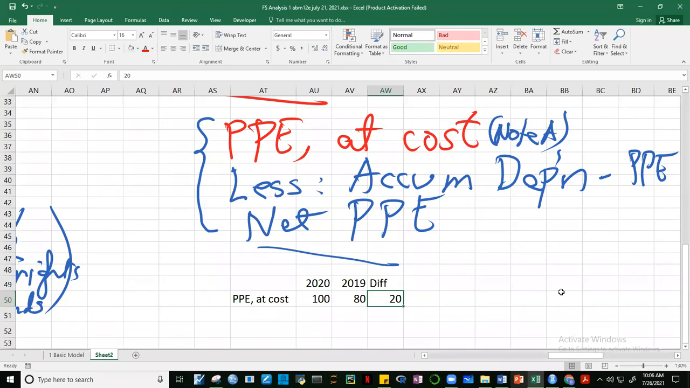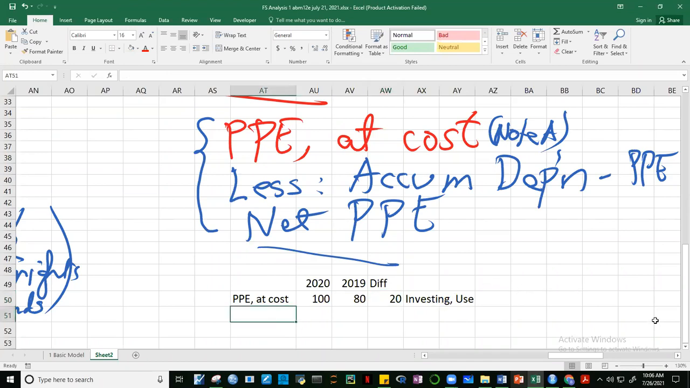Property, plant, and equipment, saan siya? Investing. Investing naman talagang PPE, no? Source of cash or use of cash? Use of cash, di ba? Asset yan eh. Pag tumaas ang asset, use of cash lagi, no? Okay? Use of cash yan.